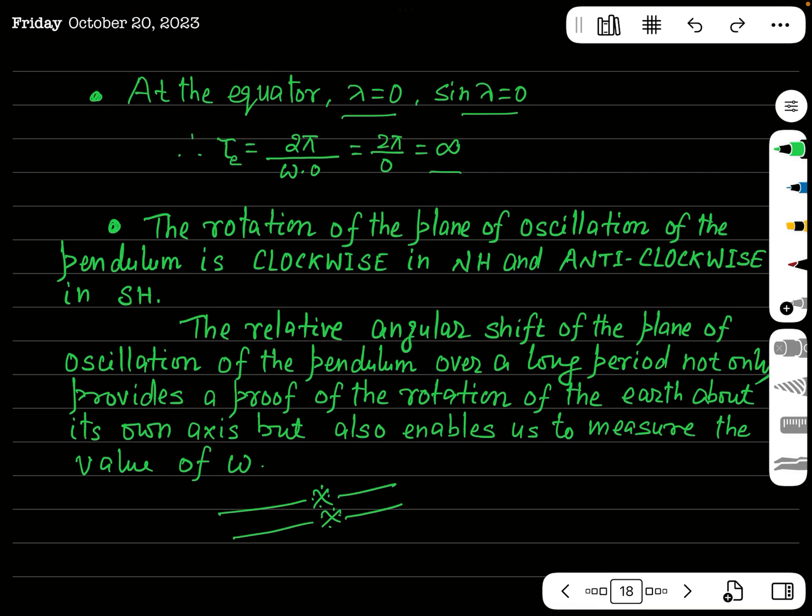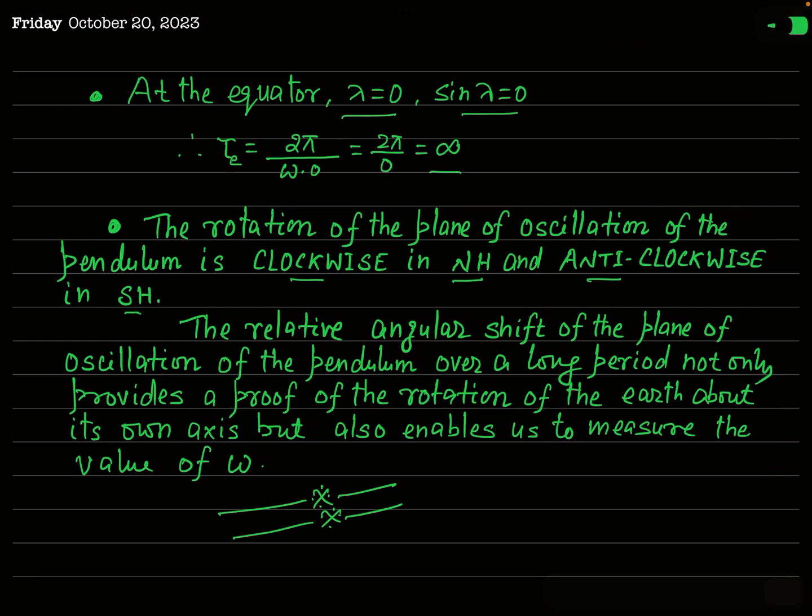In fact, it is seen that the observer finds that the plane of oscillation of the pendulum is clockwise in the northern hemisphere and anti-clockwise in the southern hemisphere. Okay, and so you can say that the relative angular shift of the plane of oscillation of the pendulum over a long period not only provides a proof of the rotation of the earth about its own axis, but also enables us to measure the value of omega. So I hope you have understood how by the famous Foucault's pendulum experiment, it was confirmed that the earth is a rotating object and the frame attached with it is a non-inertial frame.